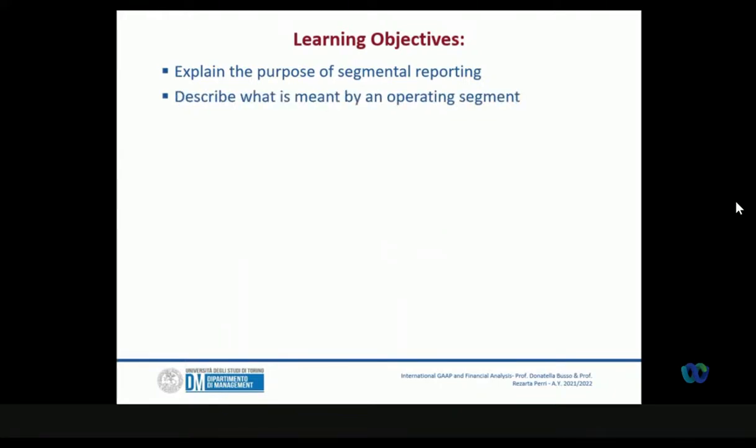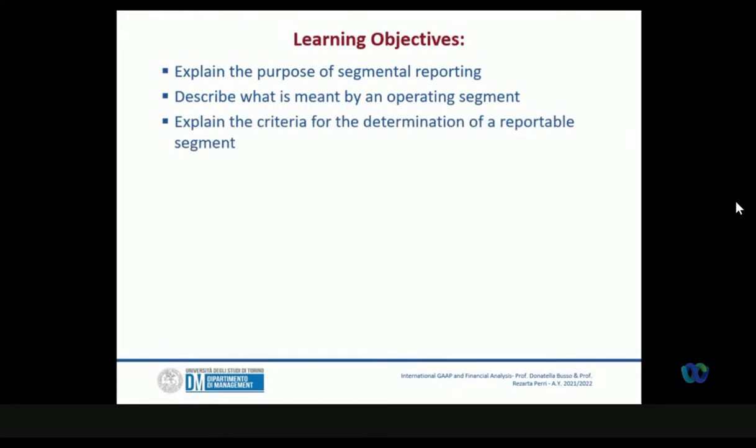And what are operating segments? What can we define as an operating segment? Is that a business segment? Is that a regional or geographic segment? Is that a product segment or something else? The operating segment has a clear definition in the standard that we need to clarify and explain.